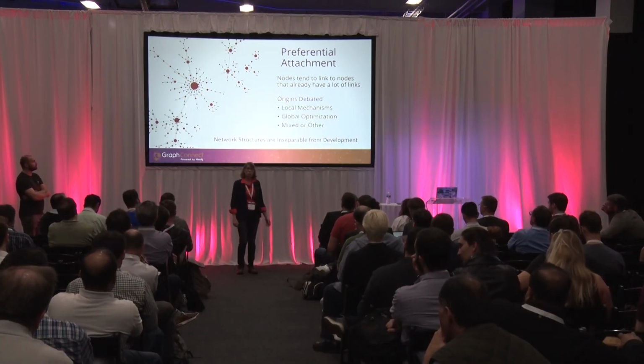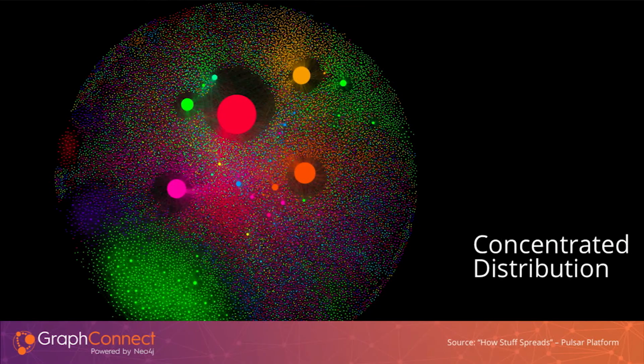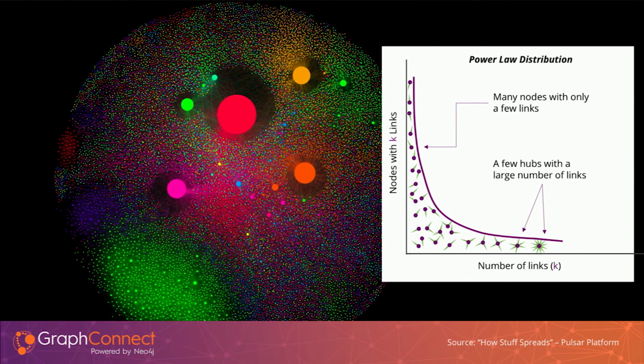And what that leads to over time is very concentrated distributions. So it's a very lovely picture that shows a concentrated distribution in an online gaming network. And so here we've got over 380 sub-communities of this overall community. The top 5 sub-communities touch 50% of that community. So preferential attachment, more likely to end up with these hubs and spokes and grow in the influence of the hubs.